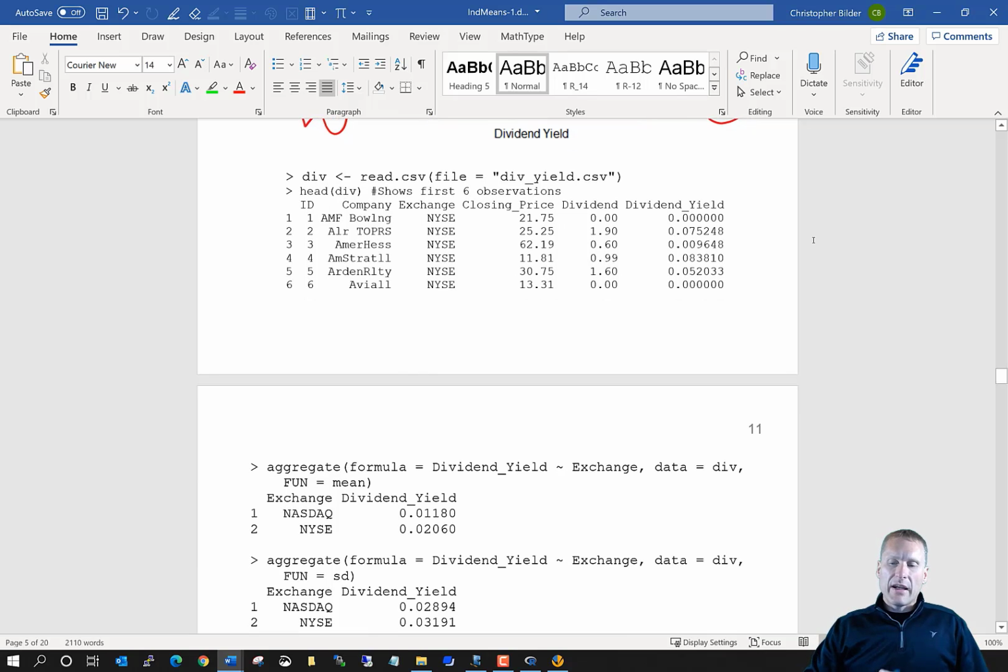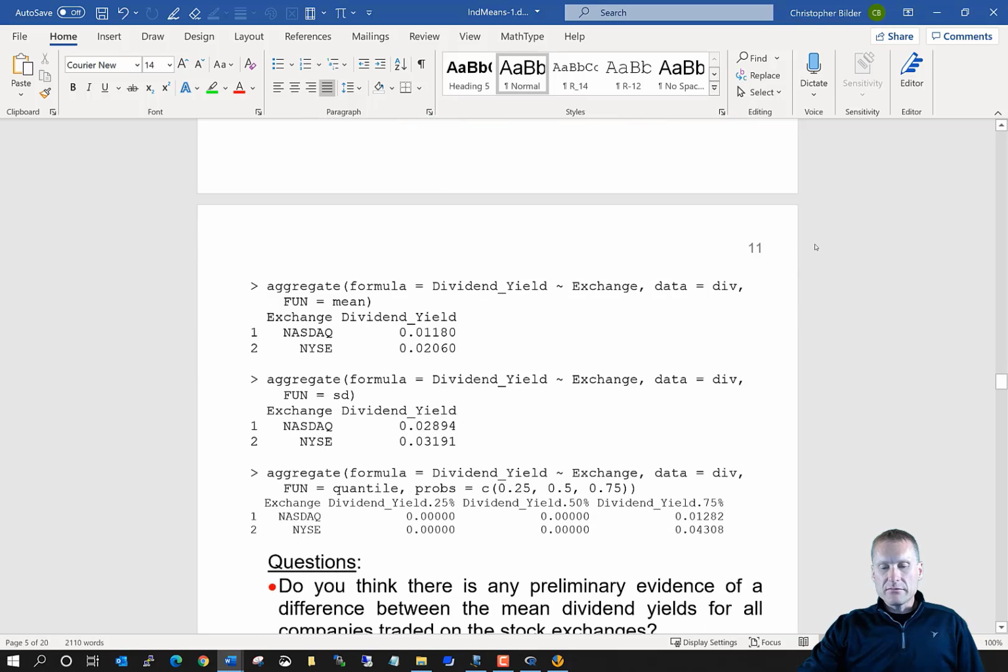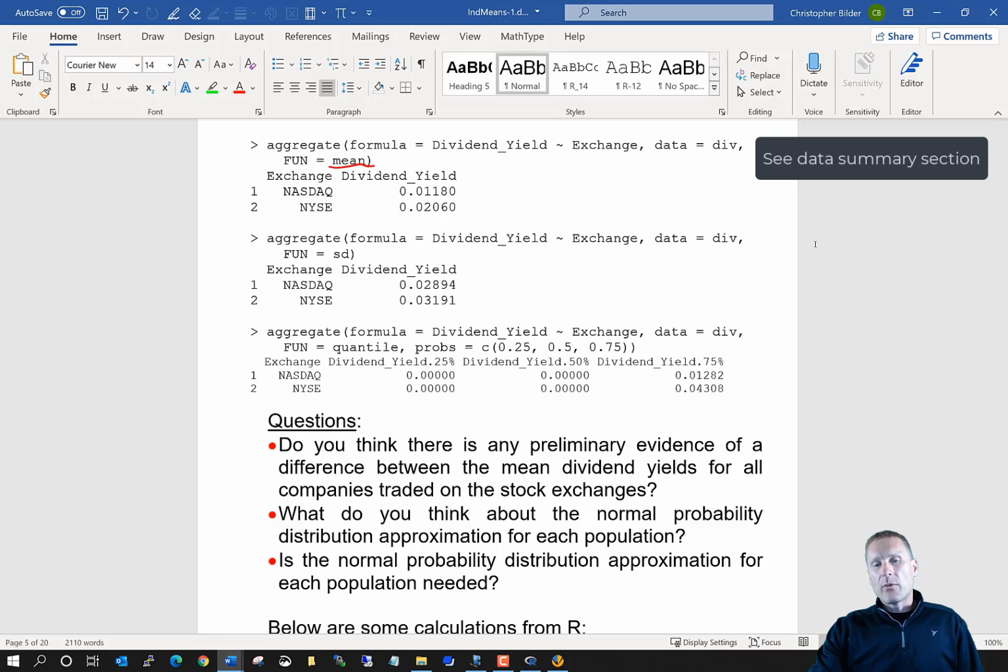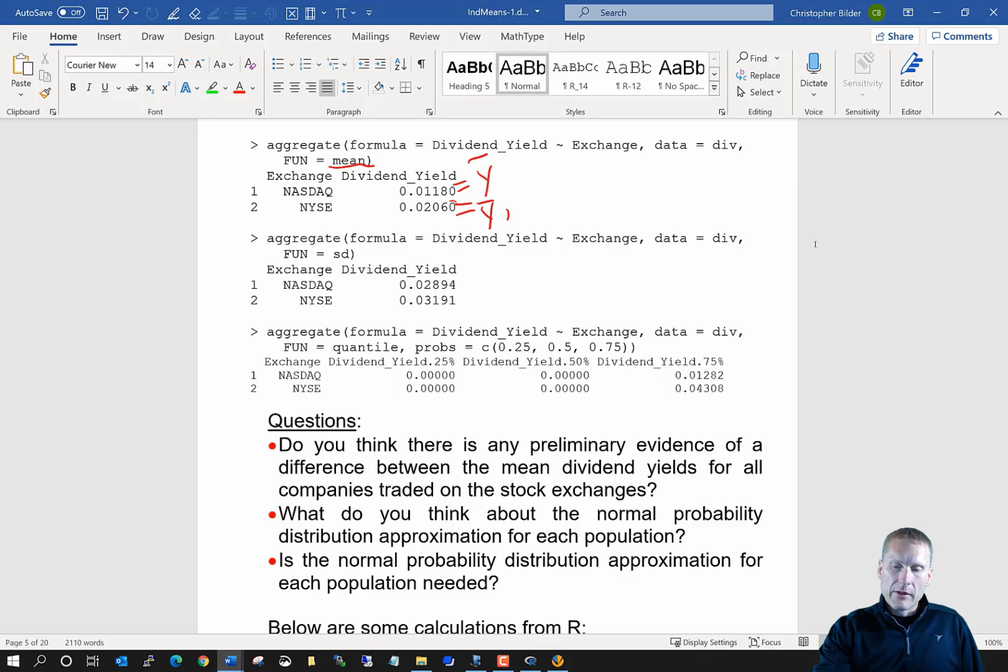So when we read in our data, this is what the data looks like. We will concentrate on this dividend yield column. We'll also concentrate on the exchange itself. If we did some summary measures, I use the aggregate functions we've done many times before, and I'm going to use the mean function with that. We can see that, at least in terms of the sample mean itself, definitely the New York Stock Exchange has a higher dividend yield than the NASDAQ.